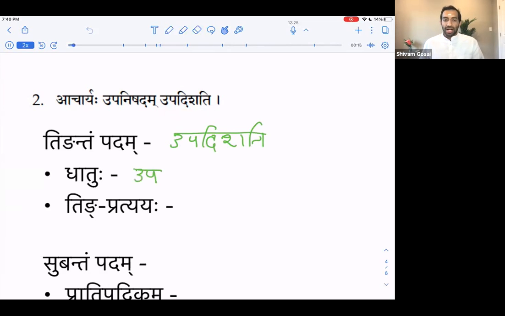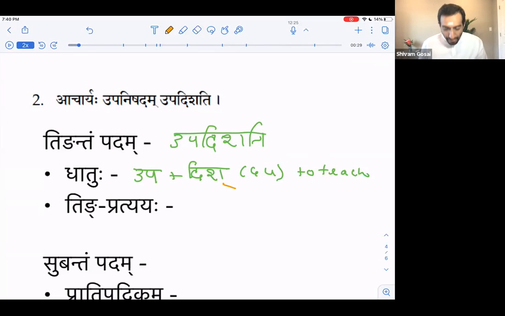Right? This is, you want to get the dhatu. This is upa plus dish dhatu. So this should be like this. I need a little line there. Upa dish 6U to teach. How did I know that it means to teach? One thing is that this word is quite common, right? Upa dishati, meaning to teach. Or sometimes you hear the word upadesha. Right? Upadesha means that which is taught. So that becomes a noun, but this upa plus dish, it always has something to do with teaching. So just something to become familiar with.